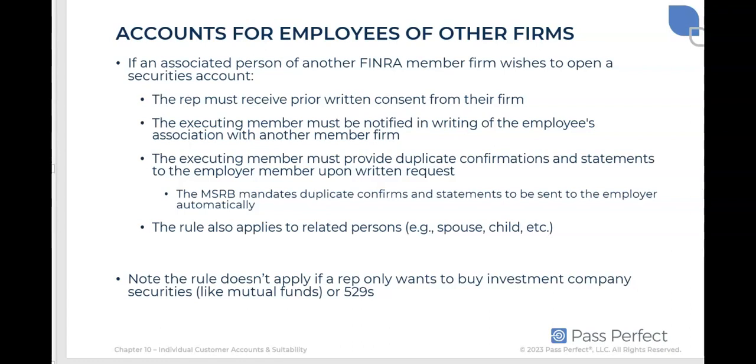All right. That's FINRA rules. The MSRB rule, however, says something different. MSRB says the firms must send duplicate confirmations and statements to the employer. FINRA says may, MSRB says must. This also applies to immediate family, so to relatives as well.